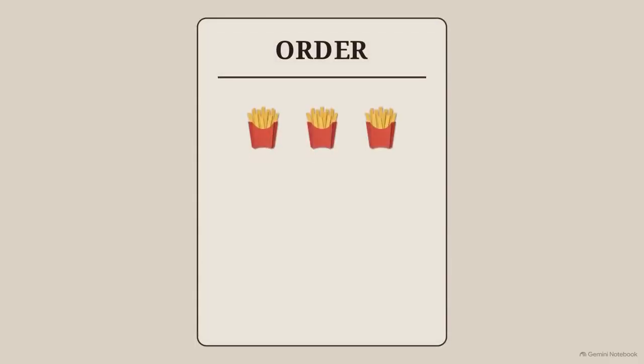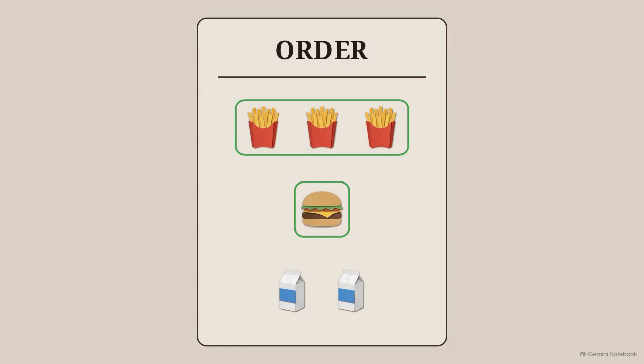Let's try a real-world example. A customer orders 3 fries, a burger, and 2 milks. Can you spot the grammatical error? Fries and burgers are countable, so numbers are fine. But milk is a liquid, making it uncountable. The order must be some milk.